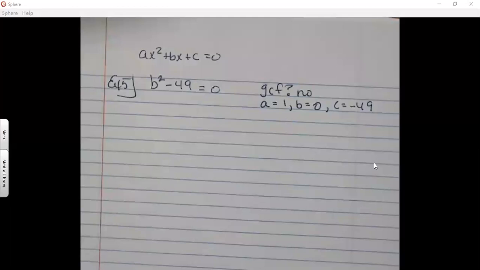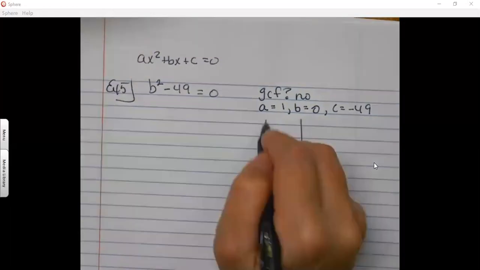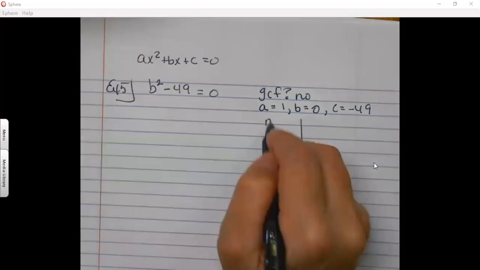All right, so we want two numbers that multiply together to get a times c, which in this case, a times c is negative 49. And we want two numbers that add to give us b. In this case, that is 0.